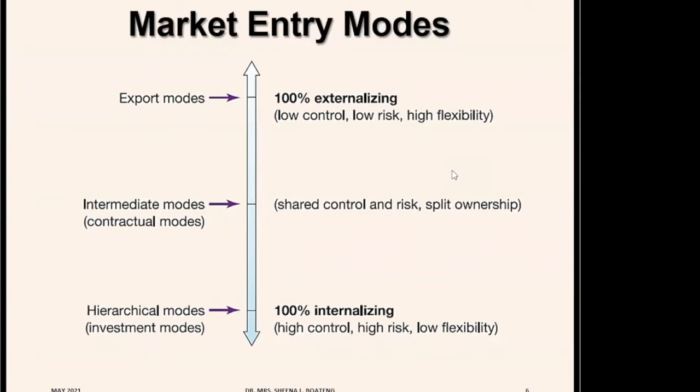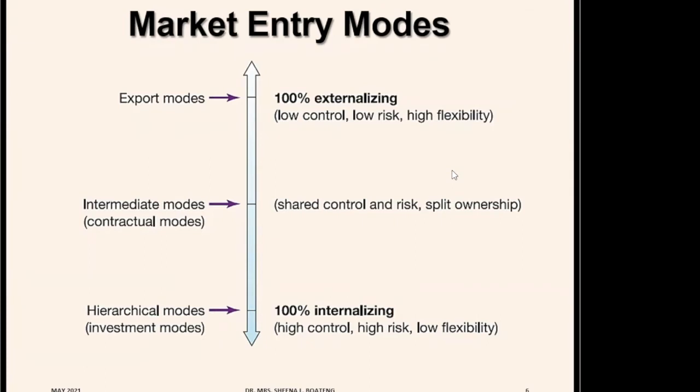And because of this, it is also referred to as investment modes, because the firm has to invest a lot of its own resources and a lot of its own competencies and capabilities into the process of getting their product or service successfully into the foreign market. Hence, we are saying it's a 100% externalized process. And because the firm is all in terms of their own investment of resources and competencies, it has the highest amount of control. However, it is also the riskiest and the one with the least amount of flexibility, given that the firm does not have any wiggle room and is basically engaging in everything by themselves.